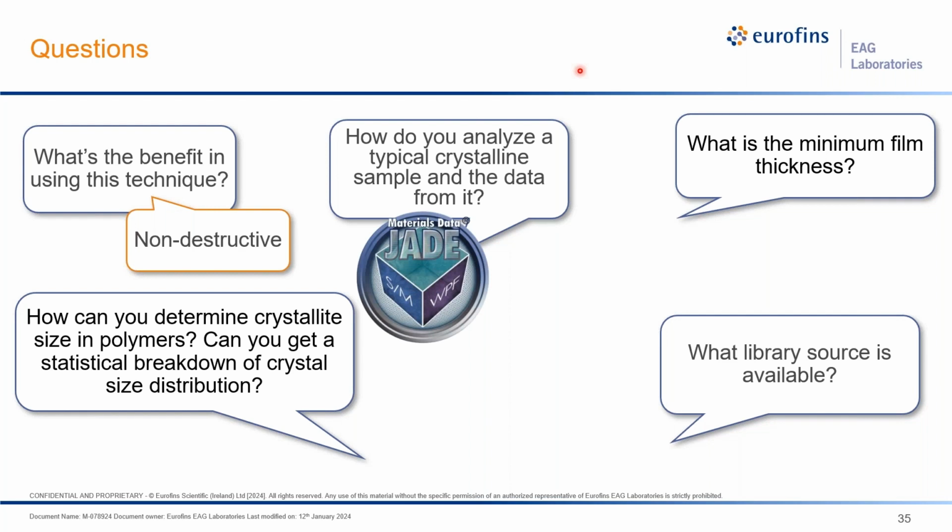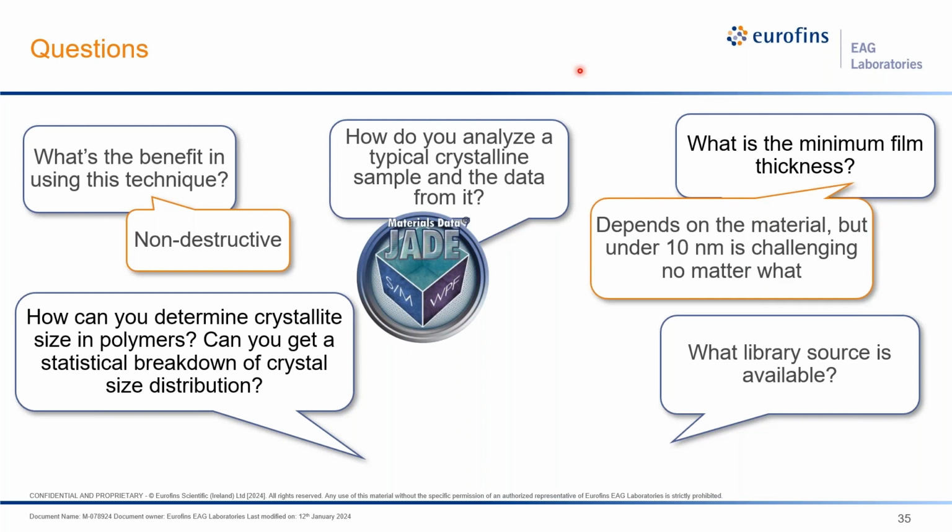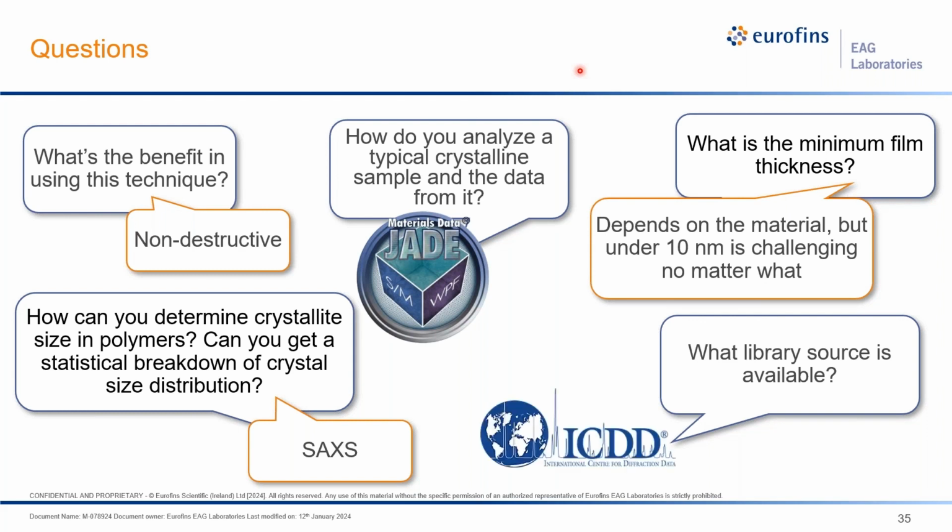We use a software called JADE from Materials Data, and this is how we analyze and do all of the data analysis that I showed earlier on. We can go down to about 10 nanometers in terms of measuring film thicknesses. And we do have some minimal SAXS capabilities, small angle X-ray scattering, which would be nanoparticles suspended in solution, or we could do some pore size analysis on some types of films.